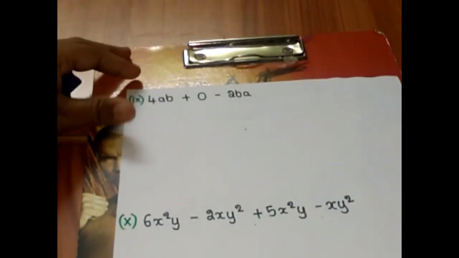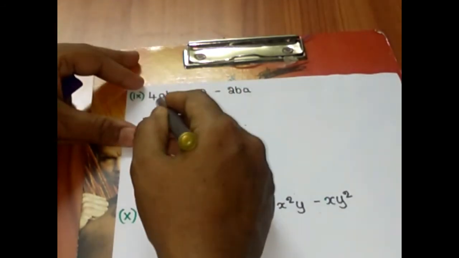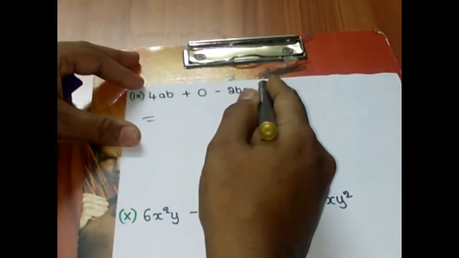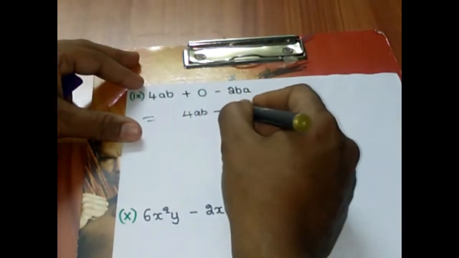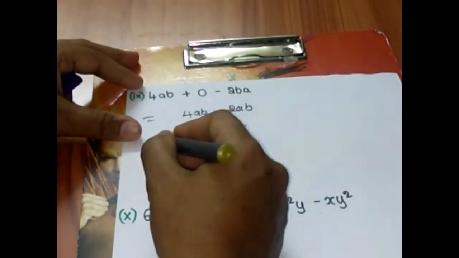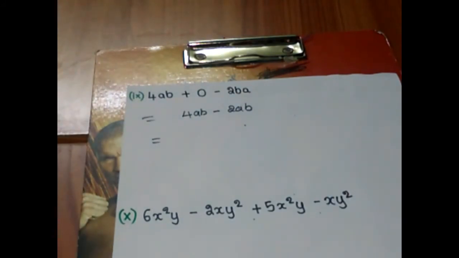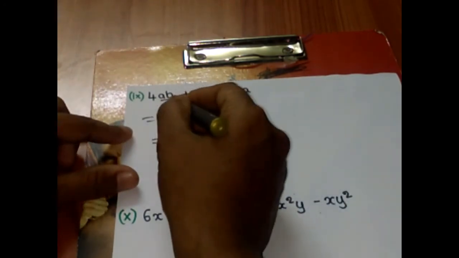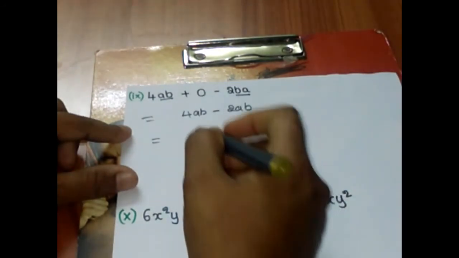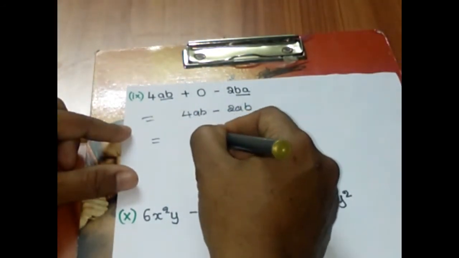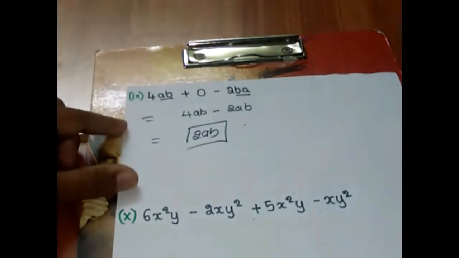Next, question number 9. Simple question. 4AB plus 0 minus 2BA. So when you have a 0 value, it can be neglected. Why? Because when you add or subtract 0 with any value, the value remains the same. Again, AB and BA are not unlike, they are like terms. 4AB minus 2AB will be equal to 2AB.